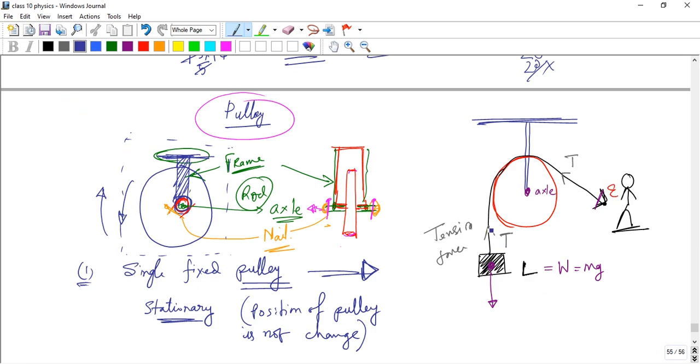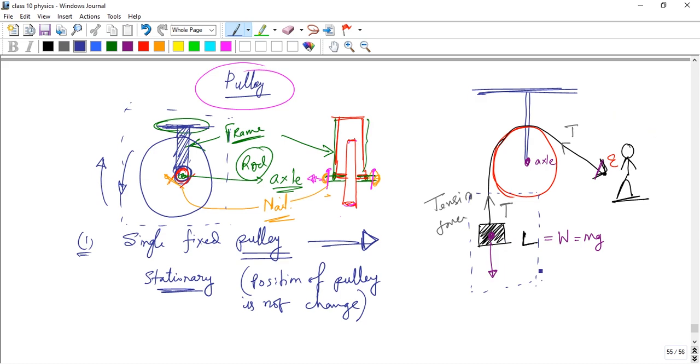If we apply Newton's third law here, tension is also a force and the load is also a force. The load goes downward, tension goes upward. From Newton's third law, load is equal to tension.